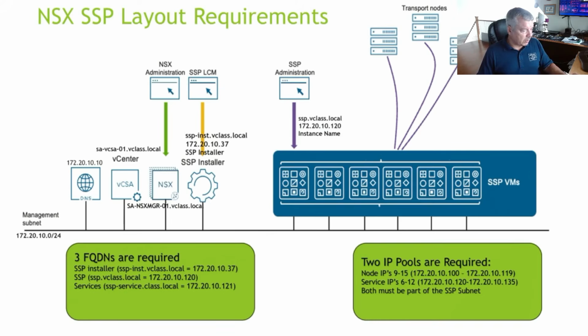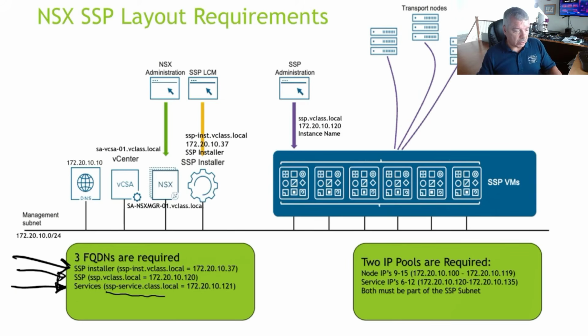You will also see that we require a couple of things here. First of all, you need the 3 fully qualified domain names. You need forward and reverse lookups. So you need one for the installer, one for the security services platform instance, that's where you're doing management, and you need one for what they call the messaging services. This is what NSX will use to, I guess, report back information on. So 3 fully qualified domain names.